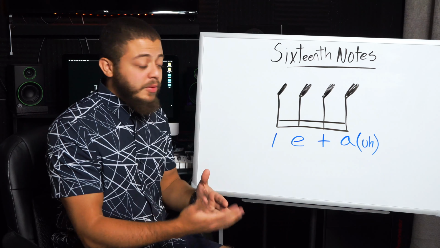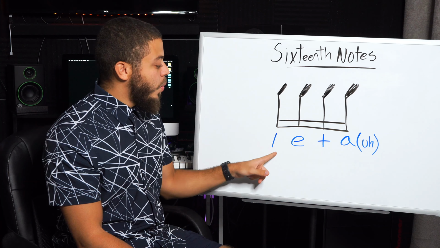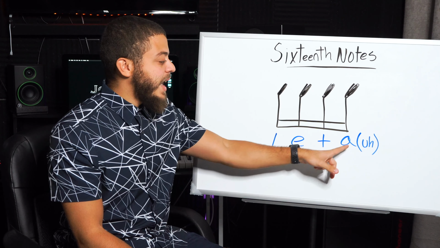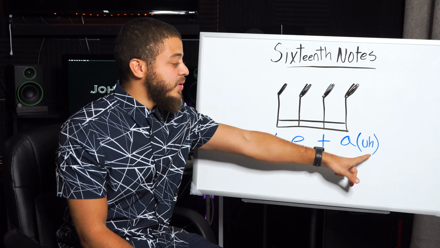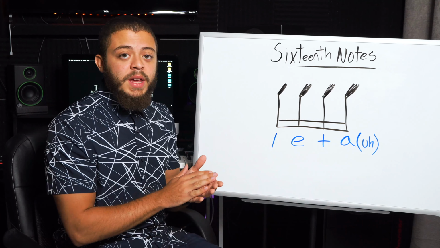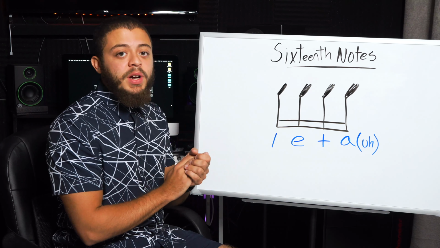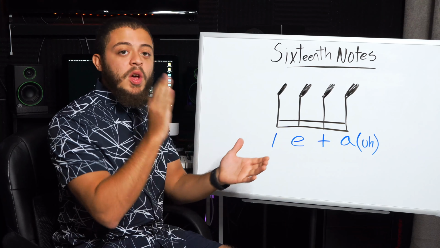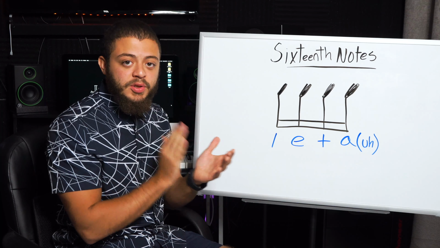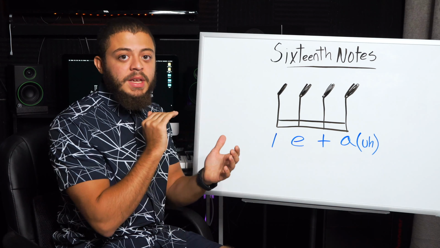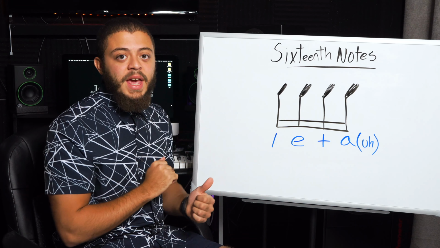And the way we're going to count these 16th notes is using 1, E, and an A. So the way it works is for every beat, we're going to have 4 16th notes. 1 E and a, 2 E and a, 3 E and a, 4 E and a.